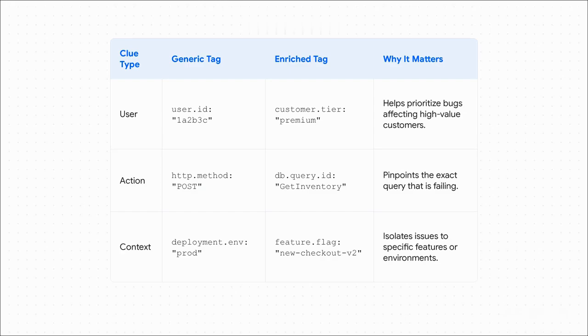And you can see here just what a massive difference this makes. A generic tag might tell you a user ID. Okay, that's fine. But an enriched tag tells you this is a premium tier customer. All of a sudden, you know to prioritize this fix. A generic tag might say a POST request happened. An enriched tag tells you the exact query name that failed, GetInventory. This is the difference between knowing something is wrong and knowing exactly what is wrong.